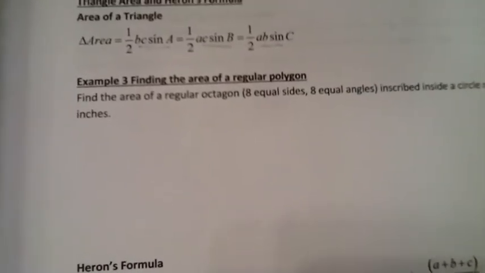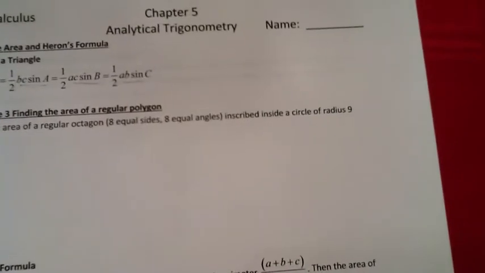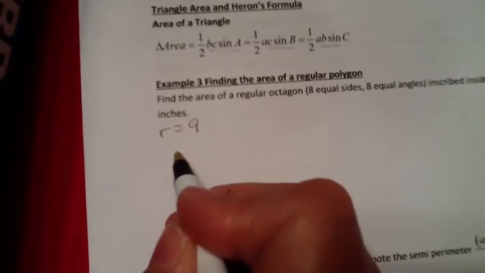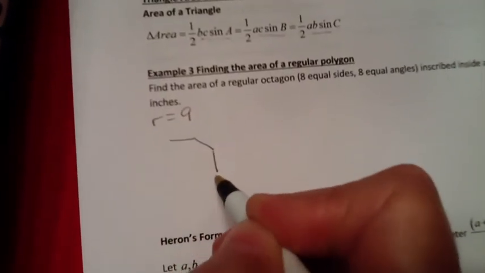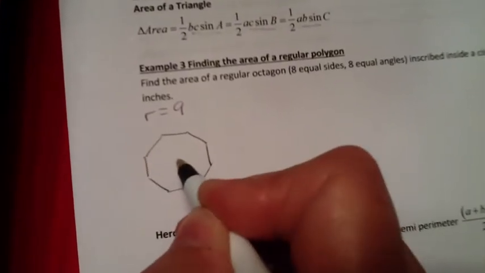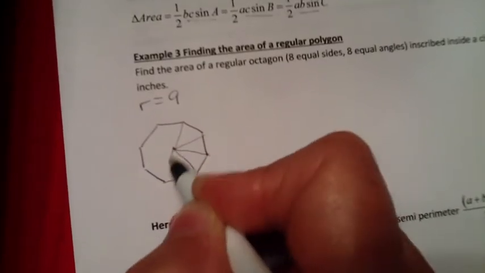Finding the area of a regular polygon. Now remember, regular means that they're all equal sides and they all have equal angles, and an octagon happens to be 8-sided, and in this case the radius is 9. So I'm going to write down what I know. I have a radius of 9 and I have an 8-sided figure, and they're all equal sides, and I'm going to have 8 triangles from here.